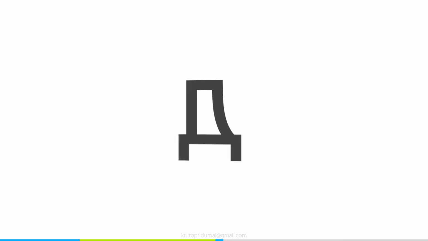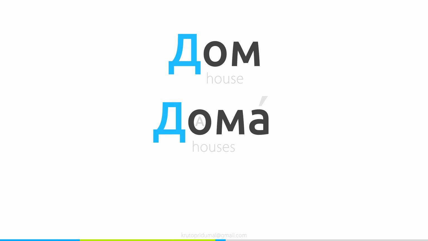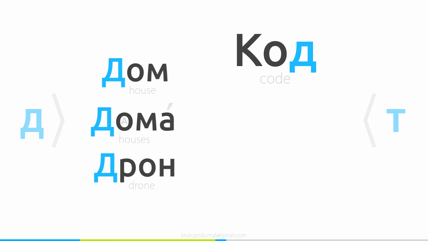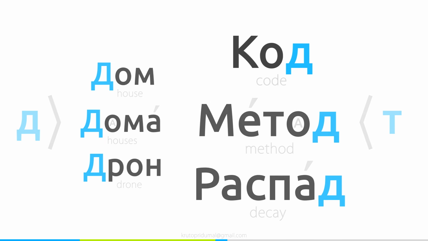You know how in English sometimes the letter D sounds like T, like in checked, right? In Russian it happens at 100% rate. So Д, which is the same thing as D, sounds like T when it's right at the end. Дом, дома, дрон. Код, метод, распад. That's right, that makes код sound like кот. It's kind of hard for us to voice those letters, so that's why we just don't do it.